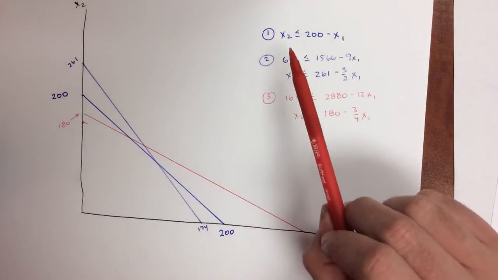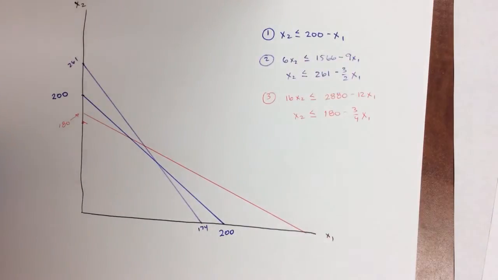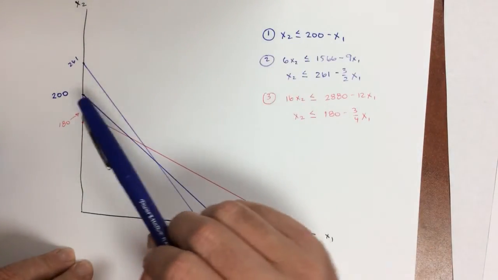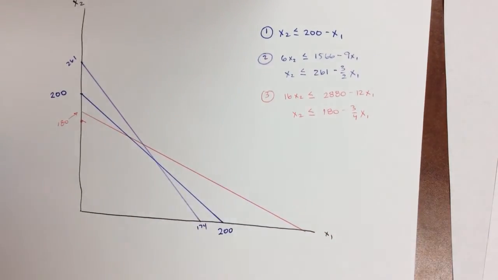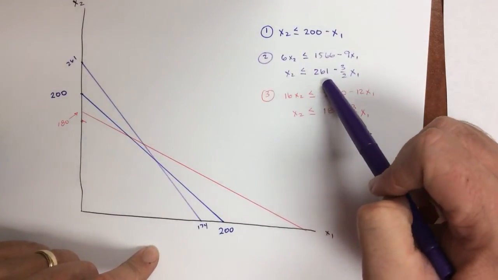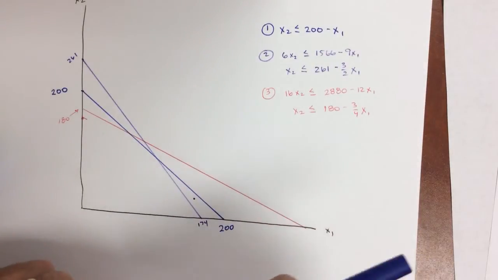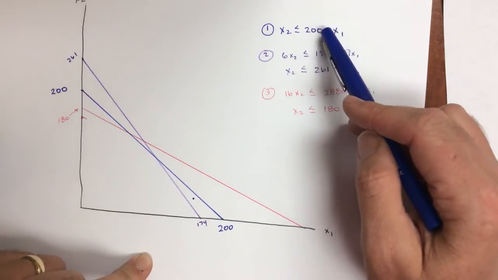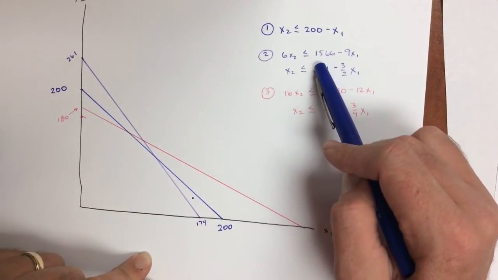Now what the first constraint is saying is that x2 has to be less than or equal to 200 minus x1. So the true x1, x2 that satisfies this has to be less than or equal to this blue line. Once we add the second constraint, it also has to be less than or equal to the purple line. If you look at this point right here, that point satisfies the first constraint, x2 is less than or equal to 200 minus x1, but it doesn't satisfy our second constraint.